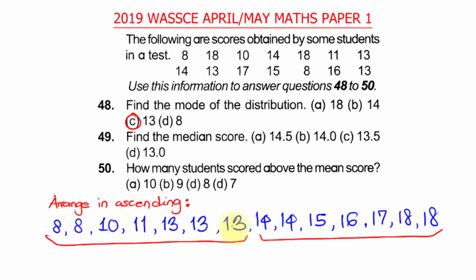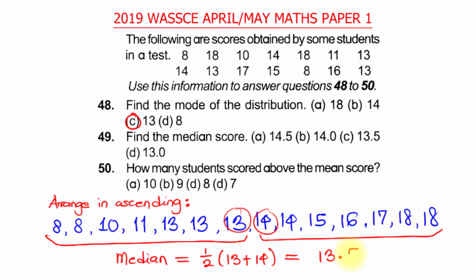And you can see we have 2 different numbers, 2 different scores that are featuring. Here we have 13, and here we have 14. The median in that case will be the average of the 2. All right, so for that case, we just say the median is equal to 1/2 of 13 plus 14, and that will be 13.5. So looking at those options, C, 13.5 is the correct answer for the median score.